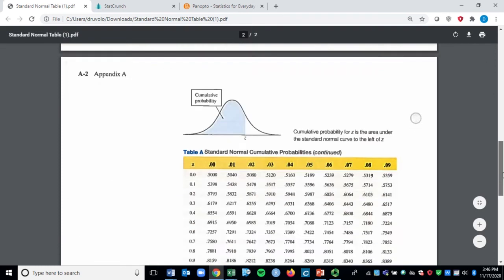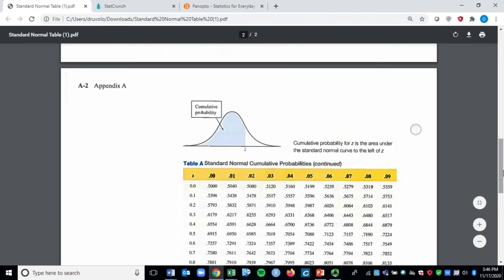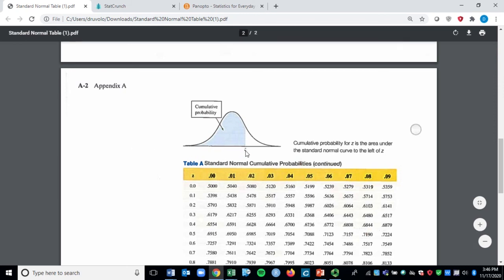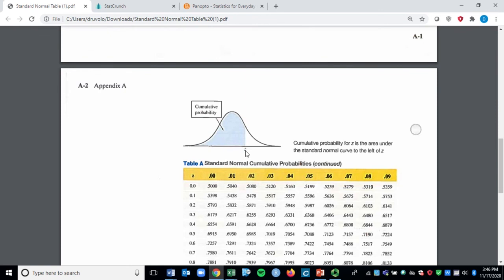The same holds true if z is positive. Notice the graph up here. It's not going to the right, it's going to the left. So if you look any z score up, it's always going to give you the area to the left, because it's adding up all the areas from negative infinity up to that point of z. And that's how the table works.